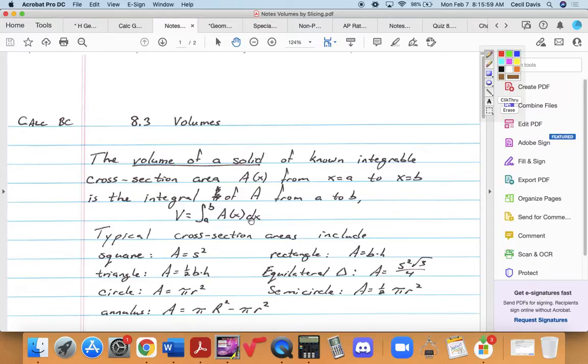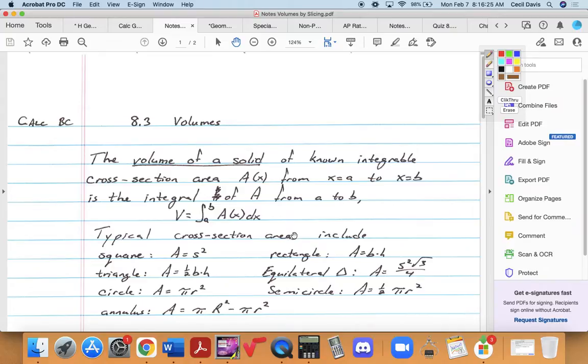So if you think about this in terms of something simple, let's say you have a square, and you know the area of a cross section, and then you knew how thick your little slice was. You could multiply the area times the thickness, and that would give you the volume of that little slice. Then the integral simply adds all those together.